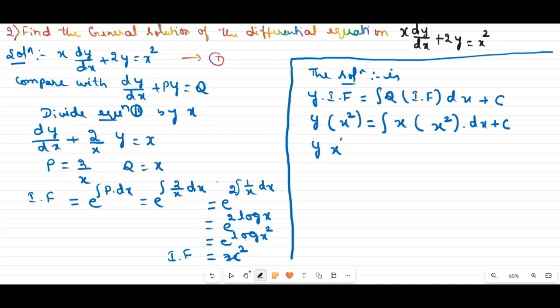So as it is, you write the left hand side. On the right hand side, x into x square becomes x cube. X cube with respect to x plus c. So now y into x square is equal to, x cube integration is x power 4 by 4 plus c. Okay, so I think you have got this. Now, if you want, you can simplify this further, or else you can keep this as it is. This is the final answer for the given linear differential equation. This is the general solution of the differential equation. I think you have got this.